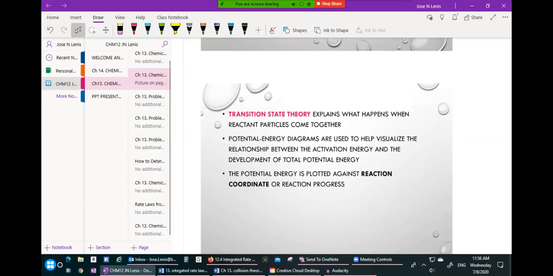Transition state theory is another model that explains, or tries to explain, what happens with the molecules when they are reacting together. And we use potential energy diagrams to understand that, because a transition state in a diagram is a hill of maximum potential energy.